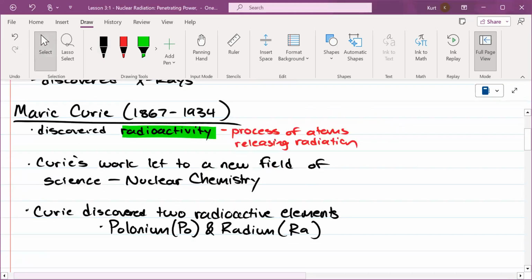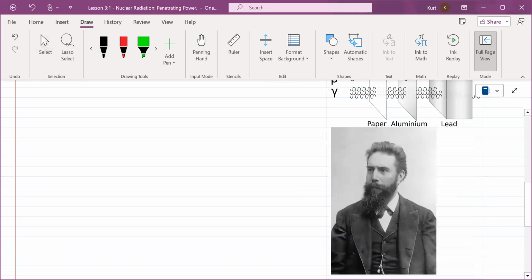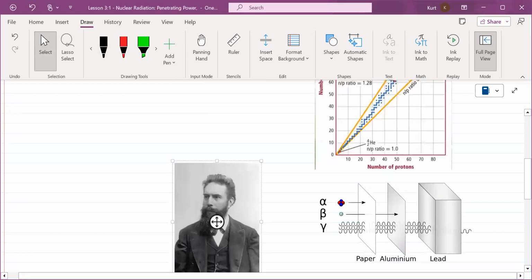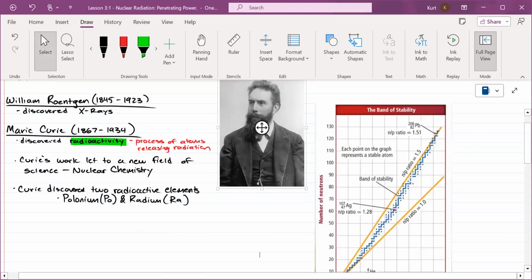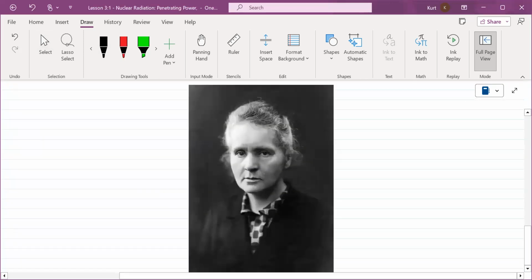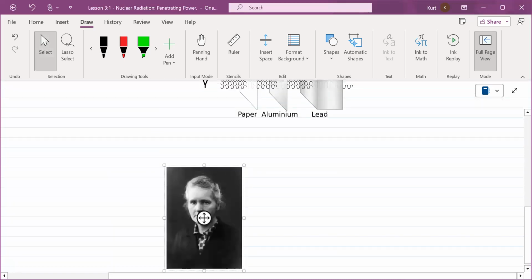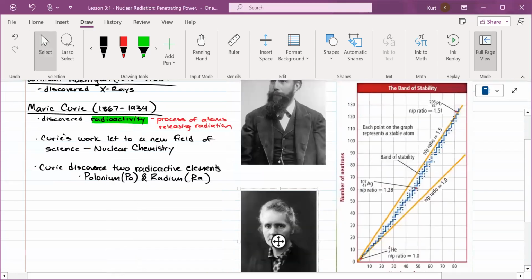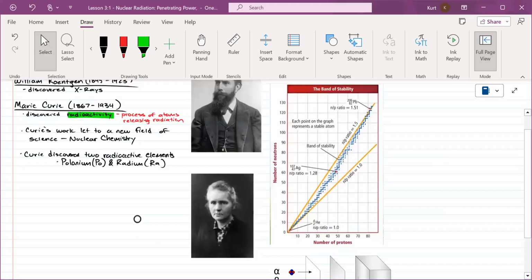All right, so I actually did find some pictures of these people. Let me pull them up here. Here's William Röntgen. And then here's, where is she? There she is, Marie Curie. Two very important pioneers in the study of nuclear chemistry and nuclear physics.